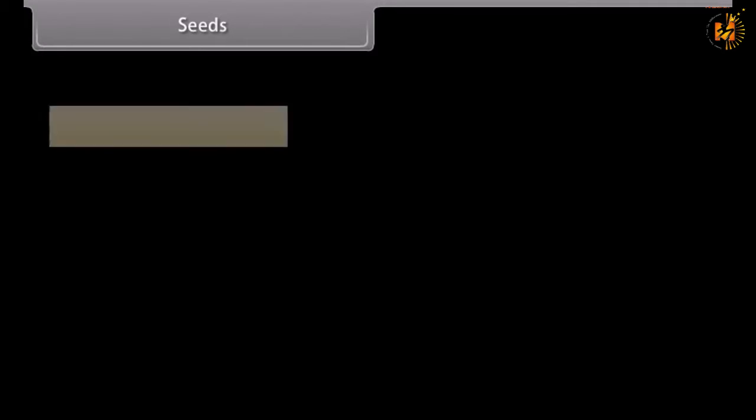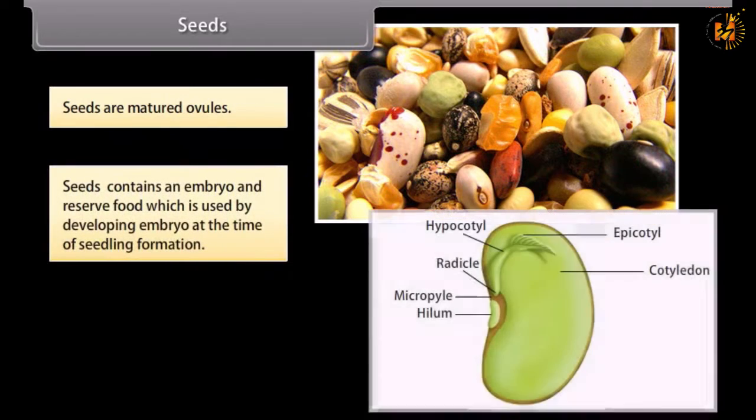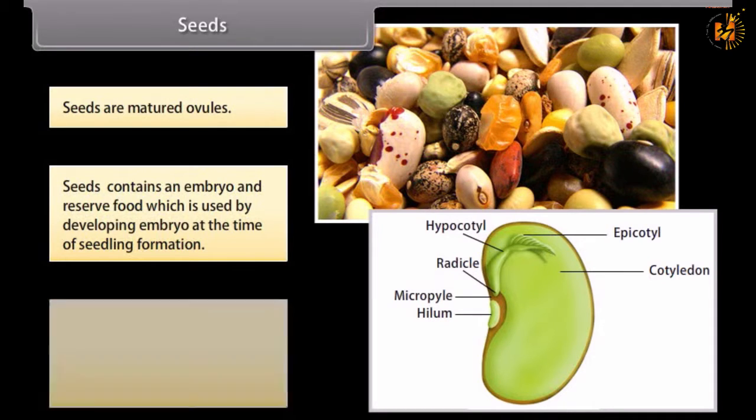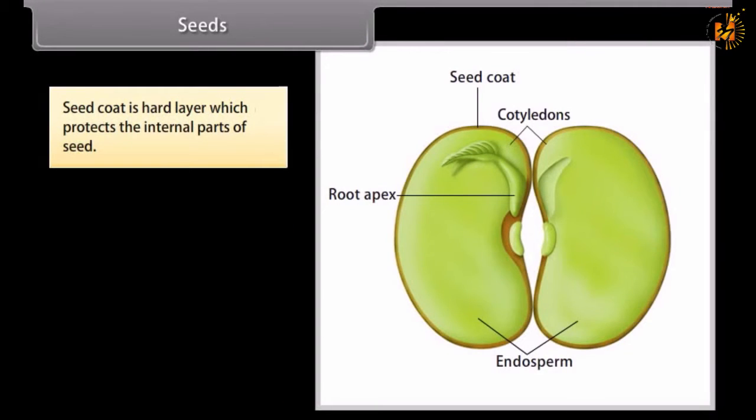Seeds. Seeds are matured ovules. Seeds contain an embryo and reserve food which is used by developing embryo at the time of seedling formation. A mature seed is made up of two important parts: seed coat and embryo. Seed coat is a hard layer which protects the internal parts of seed.